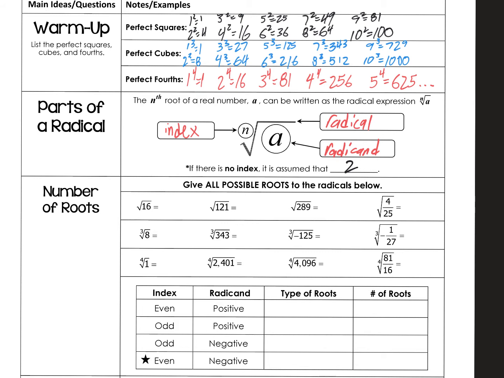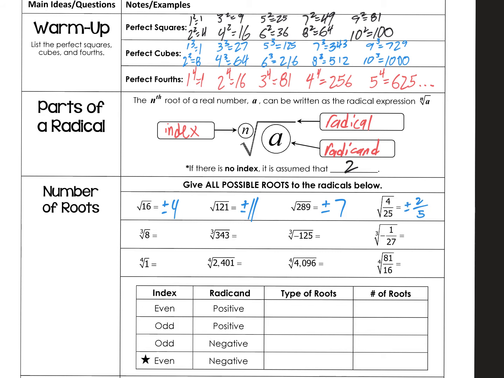So a lot of the numbers below, you kind of know these already, right? So the square root of 16 is 4, and often we were saying plus or minus 4, right? Same with 121 is plus or minus 11. 289 is plus or minus 17. Ooh, fraction, tricky one, right? But don't think of it as a fraction, just think of it as two numbers. So the square root of 4 was 2, and the square root of 25 was 5.